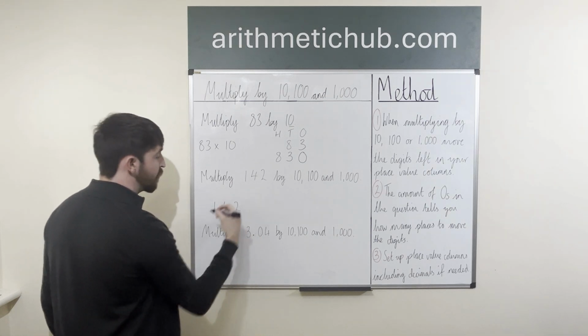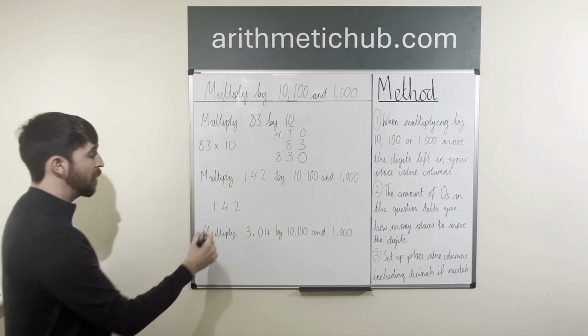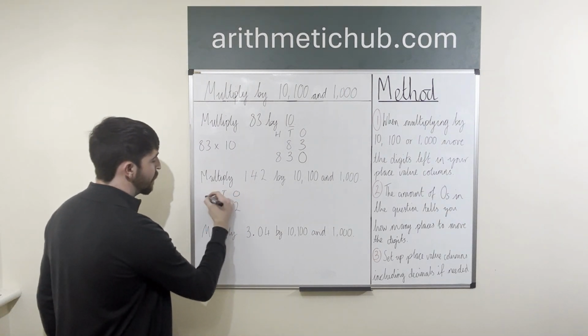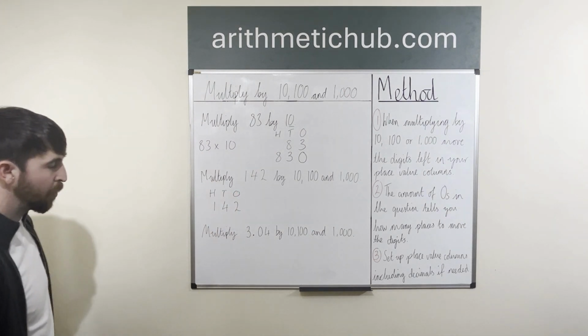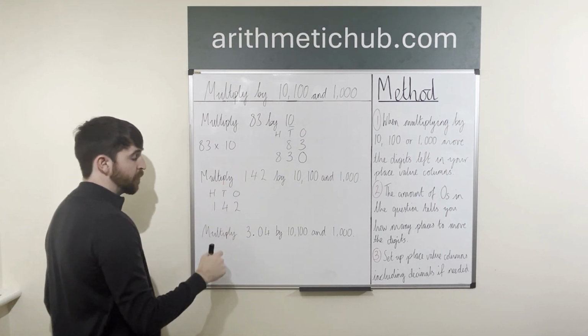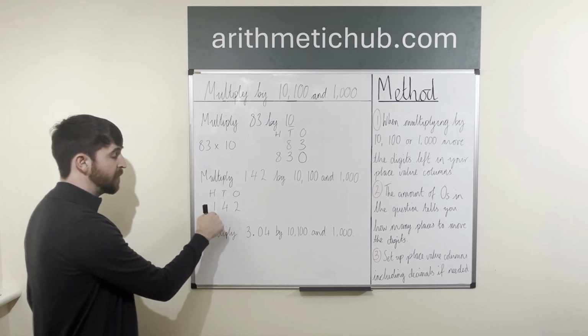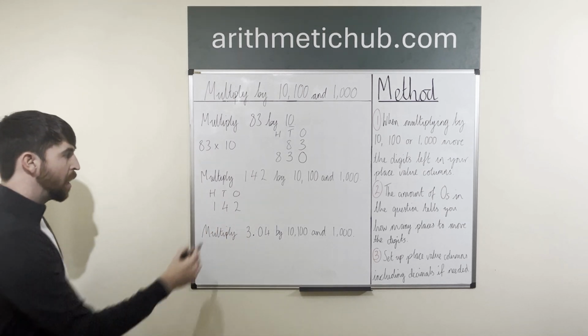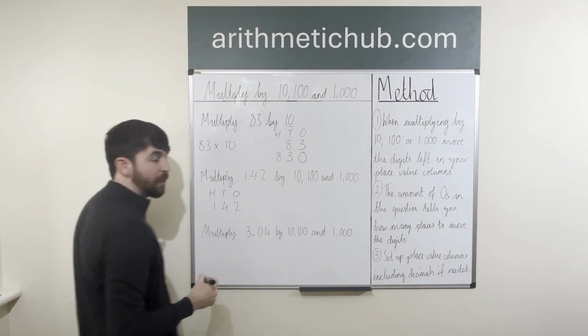and 42. I'm going to put my place value columns in. I've got my ones, my tens, and my hundreds there like that, okay, in 142. 142 has 2 ones, 4 tens, and 1 hundred. I'm going to start off by multiplying it by 10.